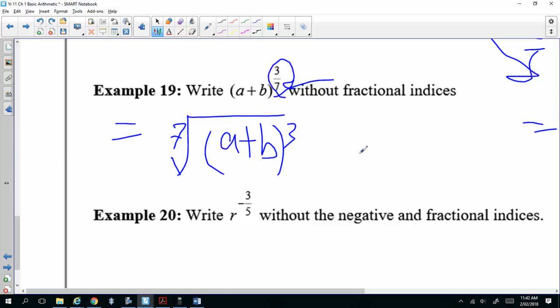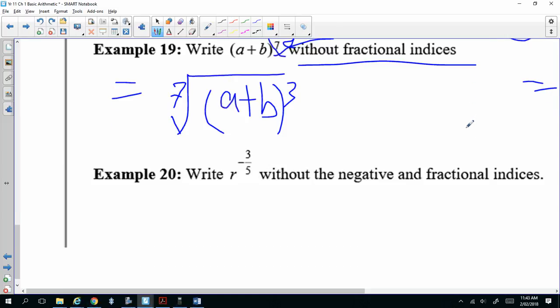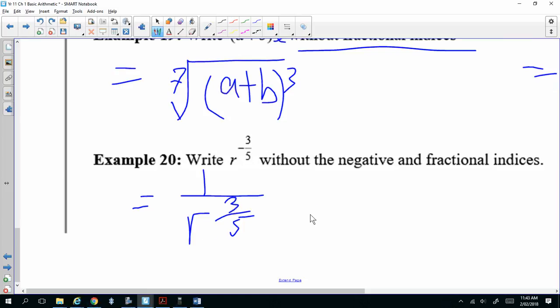And we've got one more to do. Again, take your time. Start with the negative. The negative is 1 over with a positive index. Negative means 1 over. And then you need to have it without fractional indices. So you go 5th root of a cubed using the last index law.